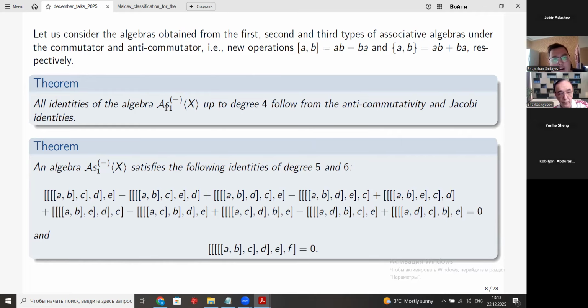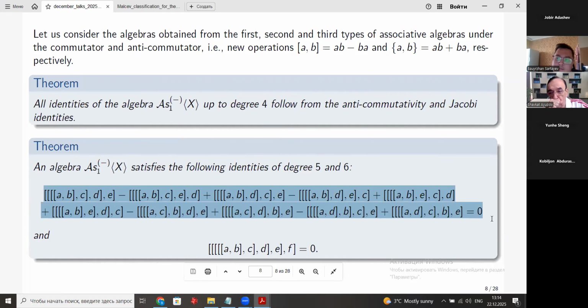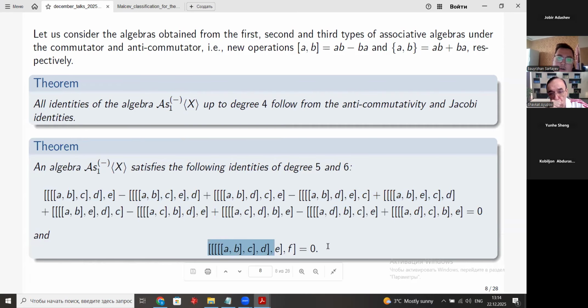All identities of the algebra S1 minus. What's S1 minus? It means a first type associative algebra under the commutator. Up to degree 4, all identities follow from anti-commutativity and the Jacobi identity. And the algebra S1 minus, the associative algebra of the first type under the commutator, satisfies the following identity of degree 5 and the next identity of degree 6.